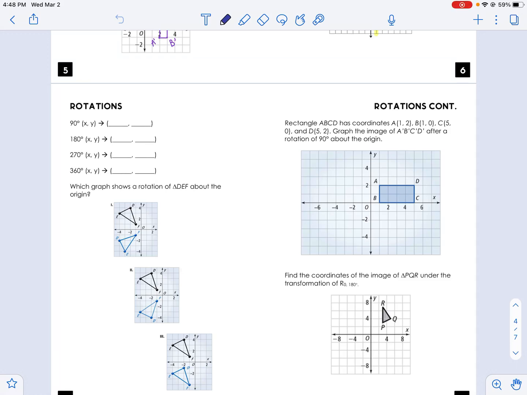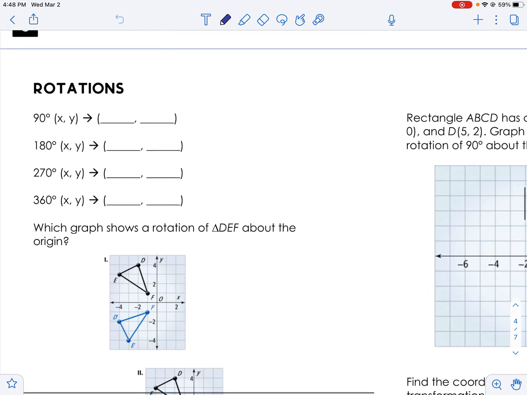Good morning or good afternoon, it's Miss Bauer, and today we're going to talk about some more transformations, starting with rotations. Now, if you rotate something, all that you're doing is turning it.